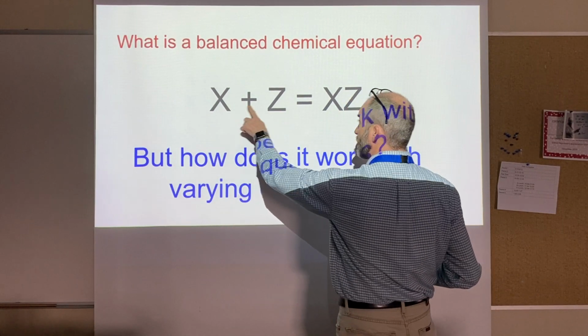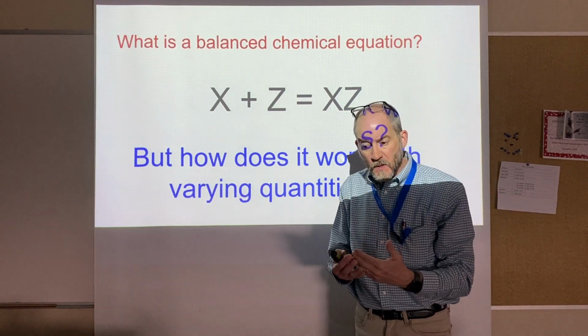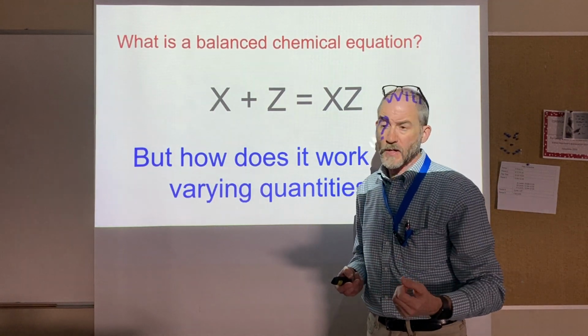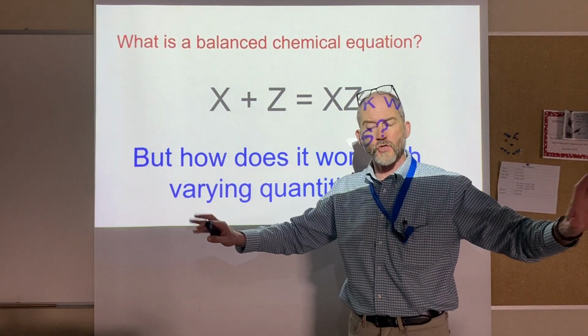So in other words, maybe we would have X plus Z equals XZ. Well, what would that be? Well, that would be a synthesis or a combination reaction. Now, there's more than one type of chemical reaction.